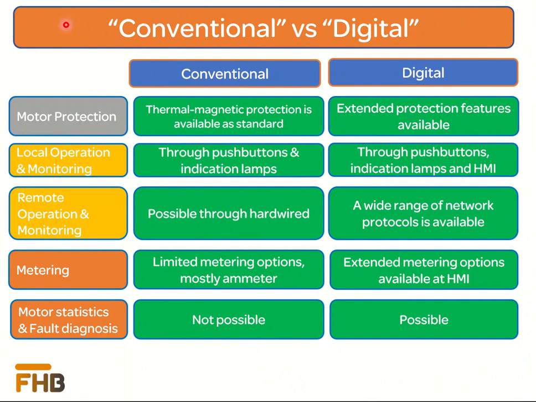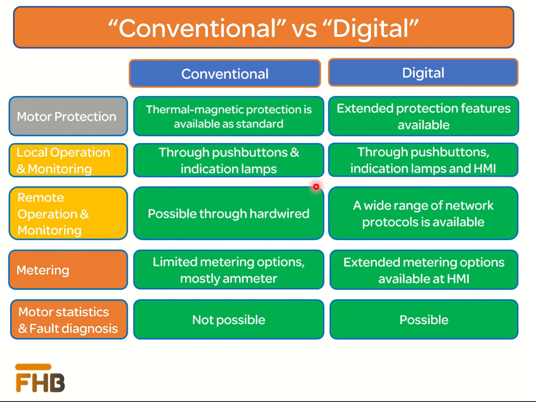Now we will summarize our discussion about the conventional and digital designs by a comparison between the two schemes. In conventional design, thermal magnetic protection is available as a standard. However, digital design offers extended motor protection features. In conventional design, motor local operational control and monitoring is through push buttons and indication lamps. In digital design, motor control and monitoring is additionally possible using the HMI.